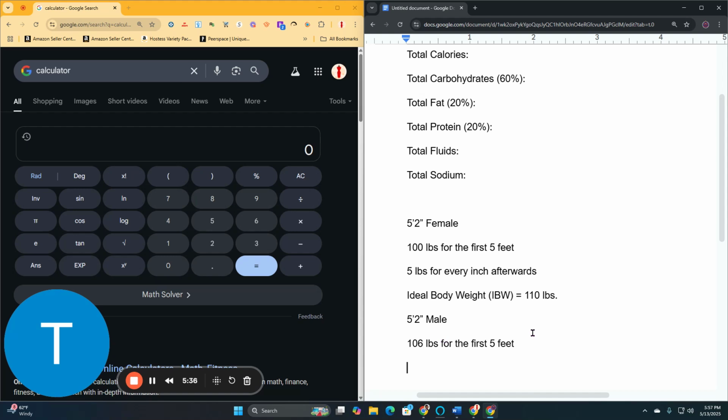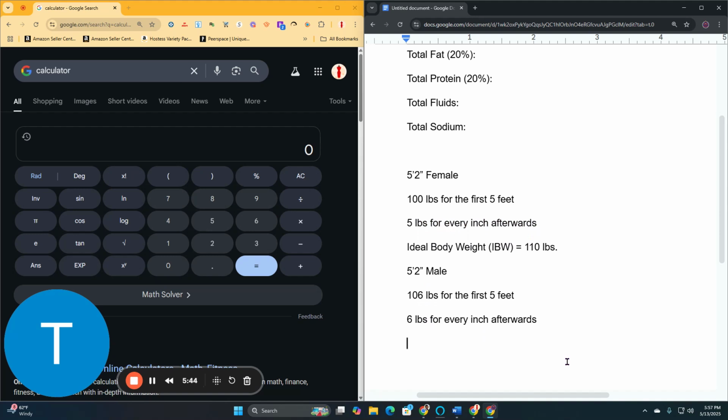And then it is 6 pounds for every inch afterwards. So if I were a male, 5'2" and a male, now that's a pretty short male, right? That's for this society. So then my ideal body weight would be, so it's 106, so it's 6 times 2, so that's 12. So 106 plus 12 is 118 pounds.